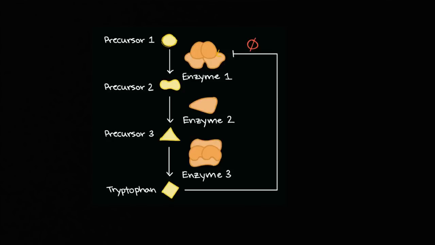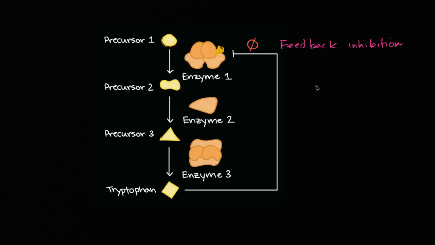Let me do it in a color you could see. Could interact with enzyme 1 so that it can no longer act as efficiently taking precursor 1 to precursor 2. So this right over here, this is the classic feedback inhibition. The focus of this video, we're talking about operons and gene regulation.